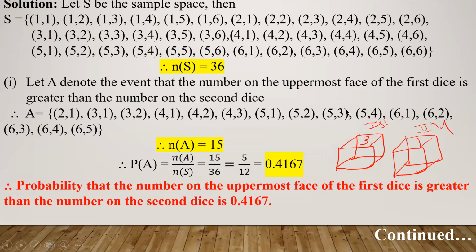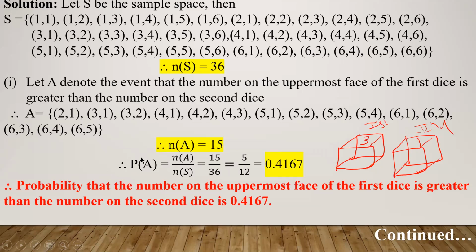Then 5, 1, 5, 2, 5, 3, 5, 4, 6, 1, 6, 2, 6, 3, 6, 4, 6, 5. So these many outcomes will be in my event A. How many are they in number? When you count, they are 15. So N of A will contain 15 sample points.